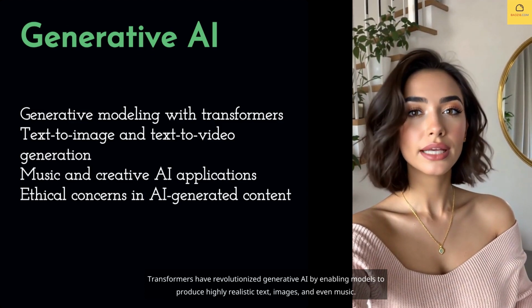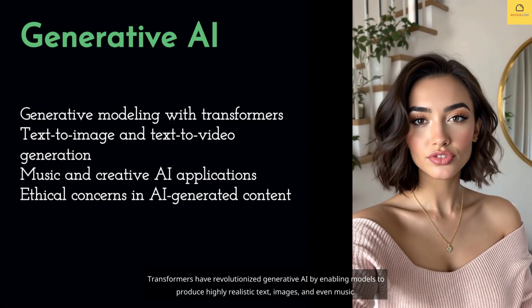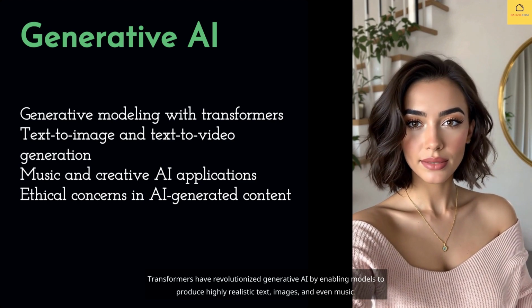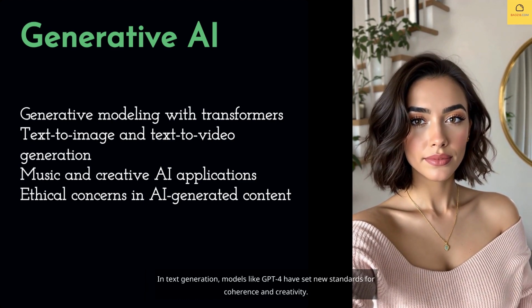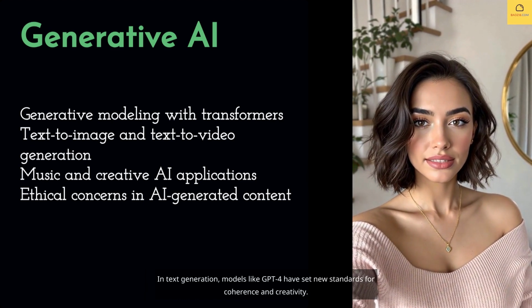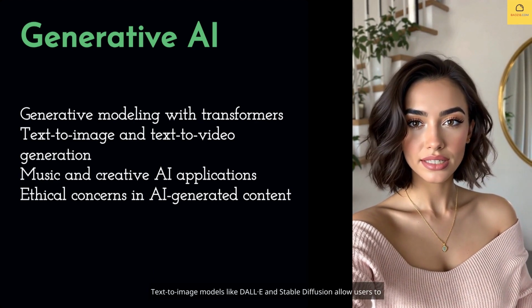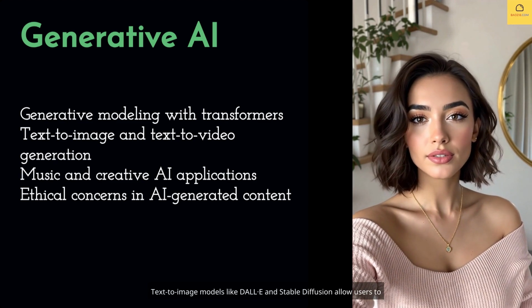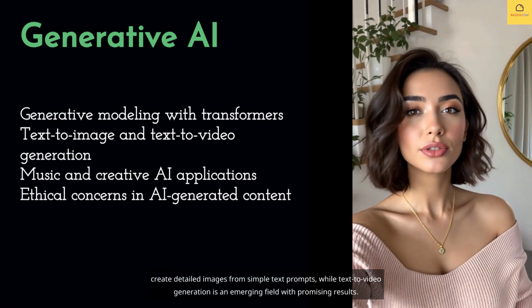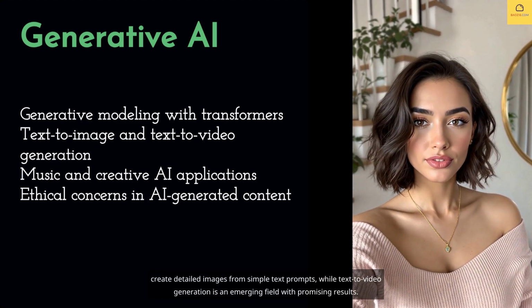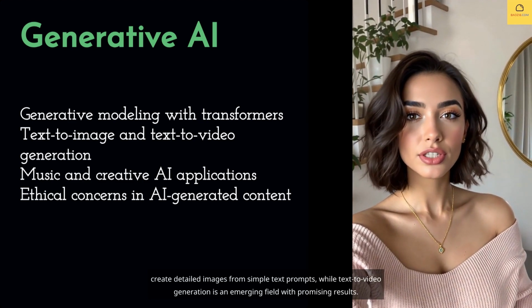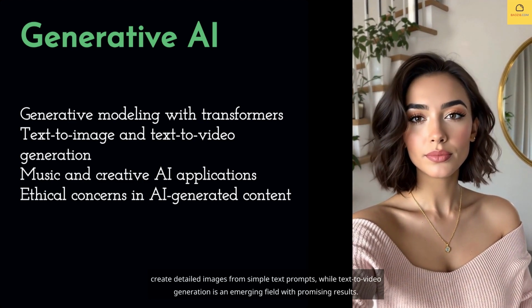Transformers have revolutionized generative AI by enabling models to produce highly realistic text, images, and even music. In text generation, models like GPT-4 have set new standards for coherence and creativity. Text-to-image models like DALL-E and Stable Diffusion allow users to create detailed images from simple text prompts, while text-to-video generation is an emerging field with promising results.